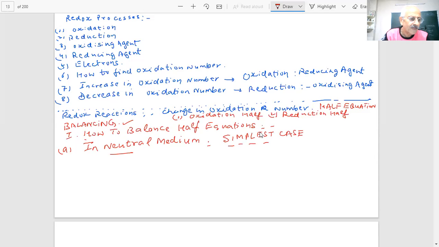Simplest case means what is the condition to balance a reaction? When I say reaction, what should be balanced in a reaction? Can you tell me what do you want to balance in a reaction? What do you mean by balancing of the reaction? Why do you do the balancing of the reaction?